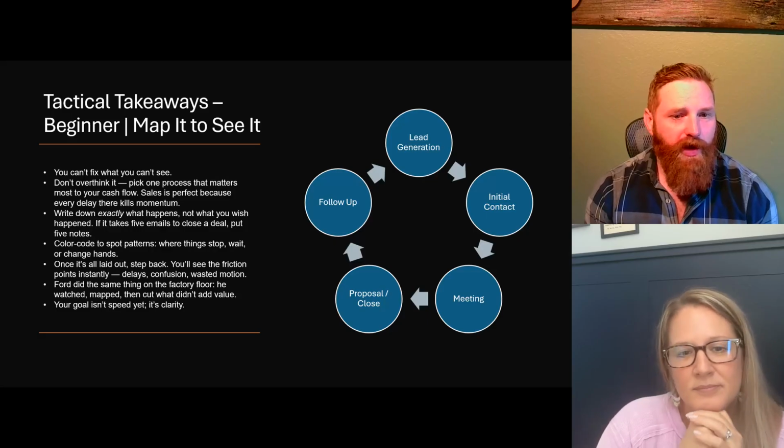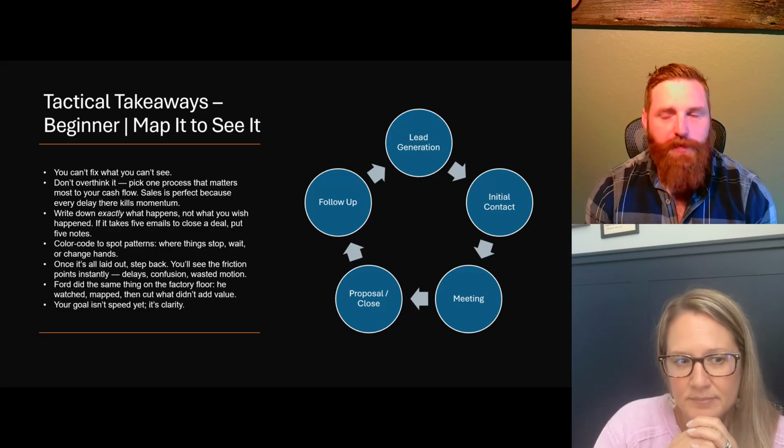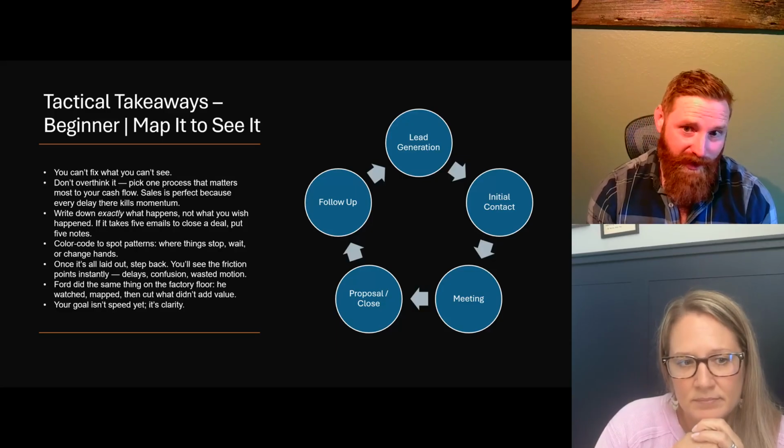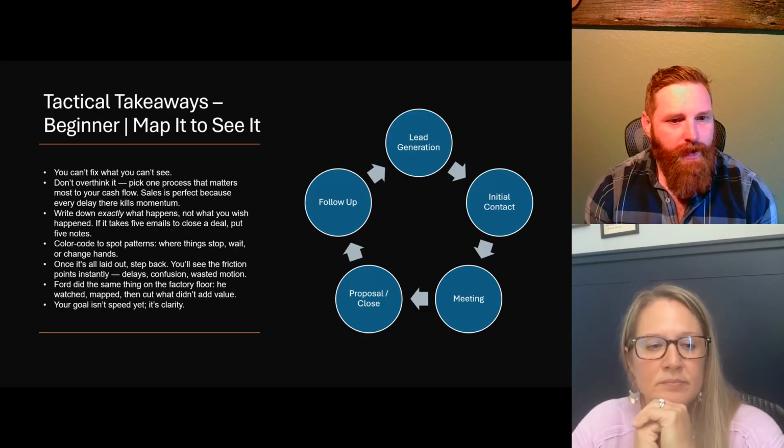So write down exactly what happens. We've already covered that. Don't skip steps because you might miss something that's very important, and it takes a lot more time to backtrack that and figure out where the problem is.